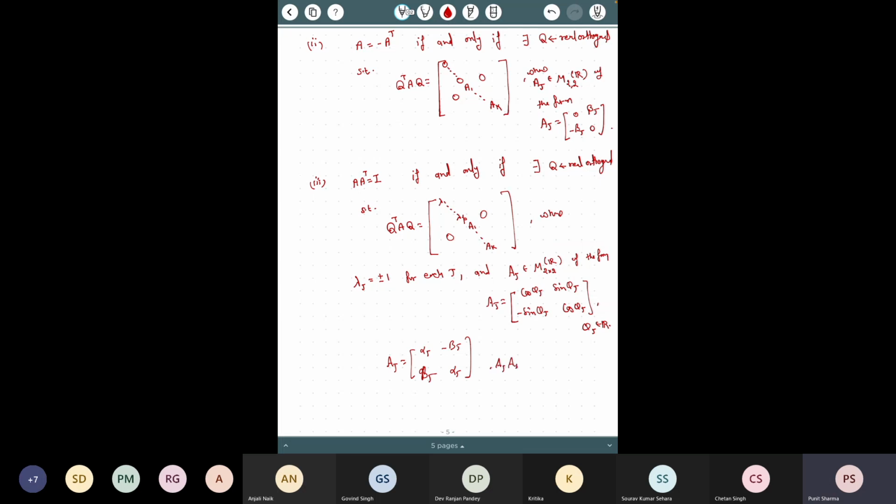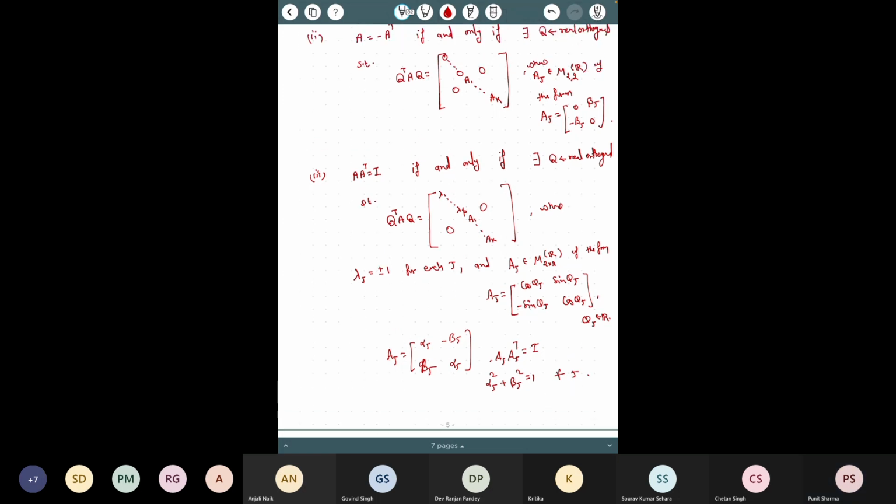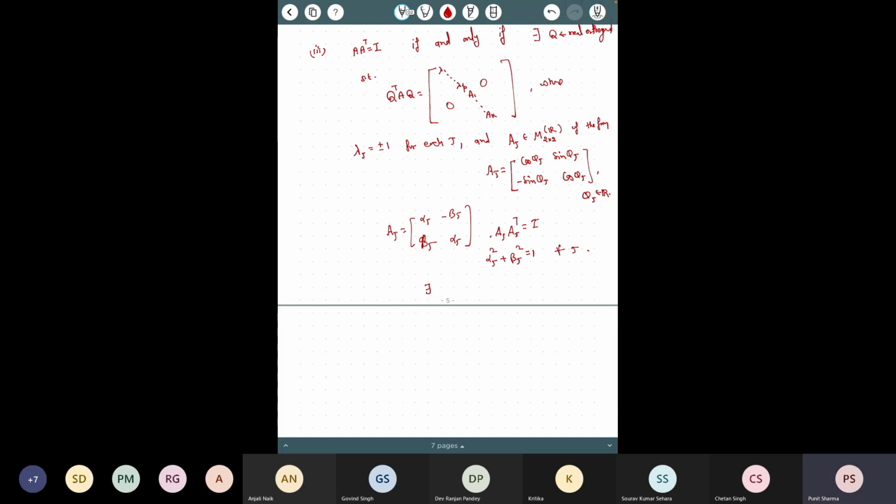But since A_j transpose A_j equals identity, if you just compare the diagonal entries, you will see that the diagonal entries are of the form alpha j square plus beta j square equal to 1. So comparing the diagonal entries gives you this condition for each j. Since alpha j square plus beta j square equals 1, you can write it in terms of cos and sine. So there exists theta j in R such that alpha j is cos theta j and beta j is equal to sine theta j. Then you just substitute it here, and therefore you have this one.